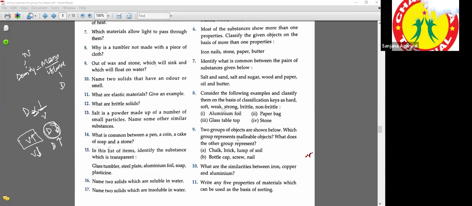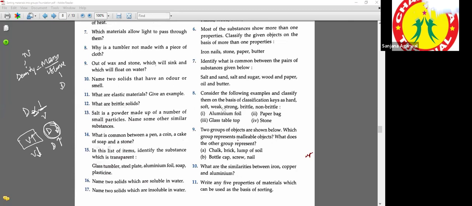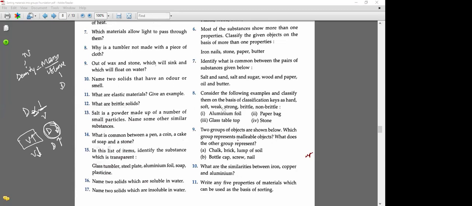Okay. Fine. Because on getting hit a little harder, the glass tabletop is at risk of breaking. Yes, aluminum foil may get crushed. Paper bag also, and stone is only strong. Brittle, non-brittle, Harshit. Ma'am, glass tabletop is brittle, and stone, aluminum foil, and paper bag are non-brittle. Good.